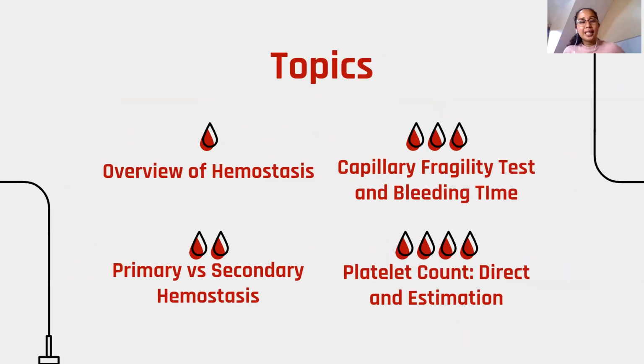So, now this is our first discussion on our Hematology 2 laboratory. Simulan natin, class. What are we going to expect today? We will have an overview on hemostasis so that we will speak the same language, the same terms. Kailangan natin ng a little bit of overview. We're going to differentiate your primary and secondary hemostasis. We'll talk about your capillary fragility test and bleeding time, and we will have platelet count and direct estimation.